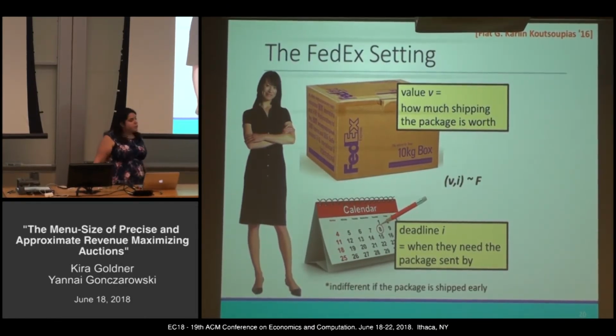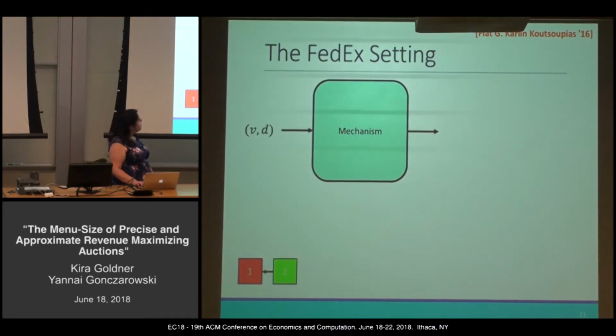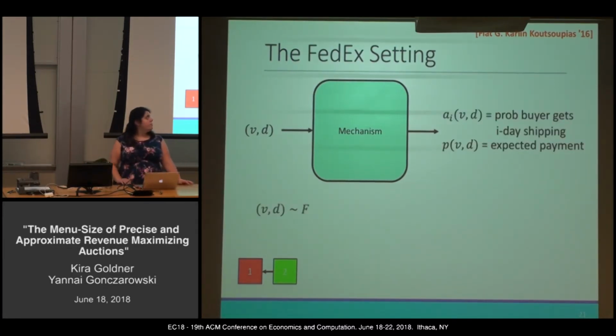And these pairs of value and deadline are drawn from some distribution, which may be arbitrarily correlated, and is known to FedEx. And the question is, as FedEx, how can you maximize your revenue? You can sell a discrete set of shipping options, 1-day shipping, 2-day shipping, and so on, to try and segment your market and maximize your revenue. Okay? And notice that a buyer who wants their package in 3 days is perfectly happy with 1 or 2 day shipping. That's why I've drawn this ordered graph here. Okay. So again, the setting we're in is we want to come up with the allocation rule such that when they input their value and deadline, we output the probability that they get 1-day shipping and how much they have to pay.